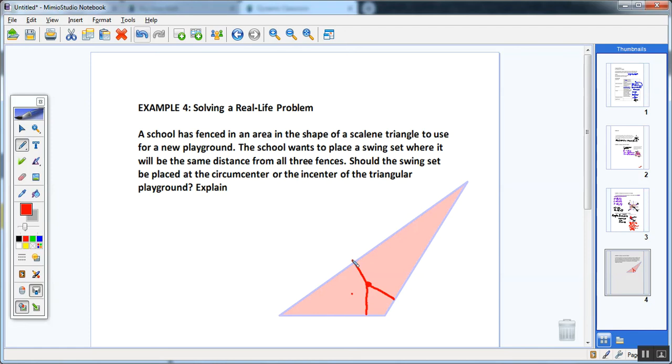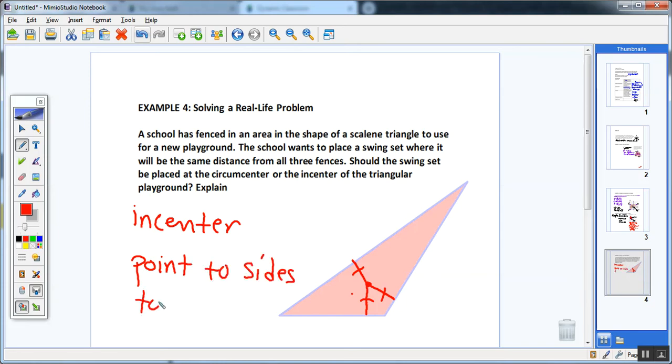Okay? It's not going to corners, but it's going to what? Sides. And when it goes from a point to the sides and it's the same distance, and these distances are the same, you would be looking for an incenter. Because you're going from a point, you want the distance from your point to the sides to be equal.